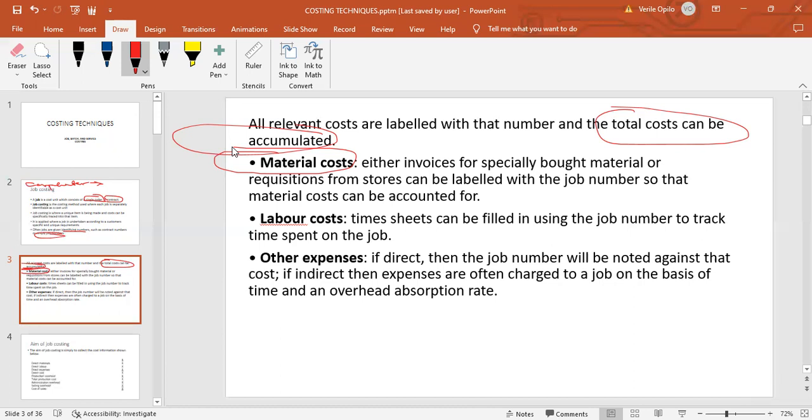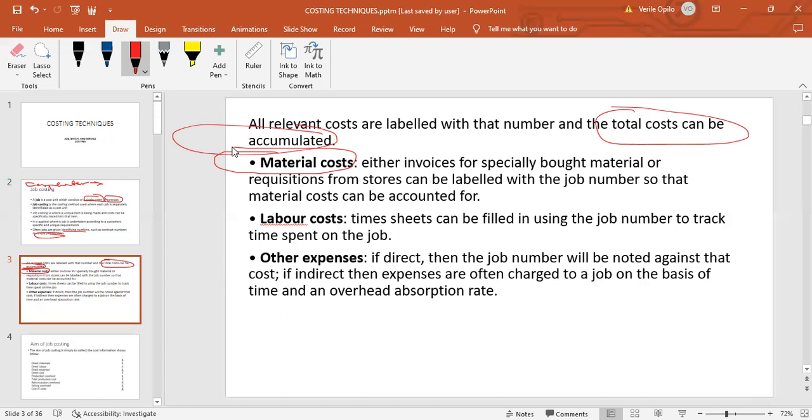In this case, you might have timesheets so that the employees can fill in their timesheets on each and every job that they undertake. If you're paying them in terms of the number of hours, you can see how many hours these employees take in order to produce this product, so that you know how much of the total labor cost you can charge to that specific job, because it is going to be dependent on how many hours exactly were spent on that particular job.